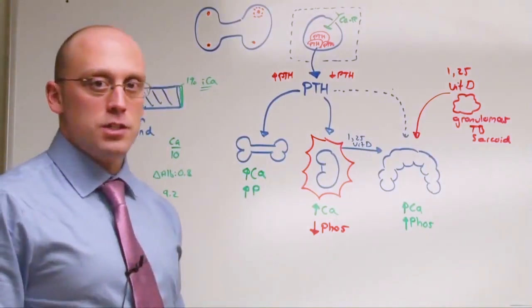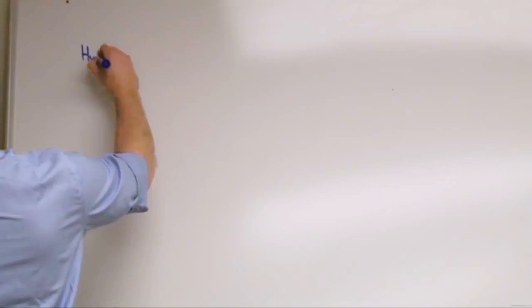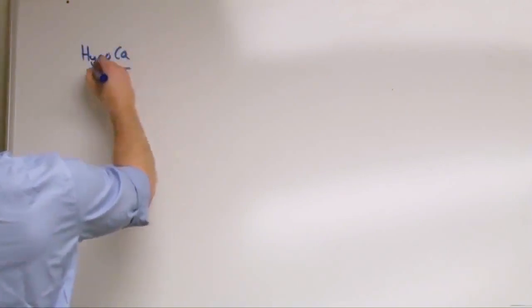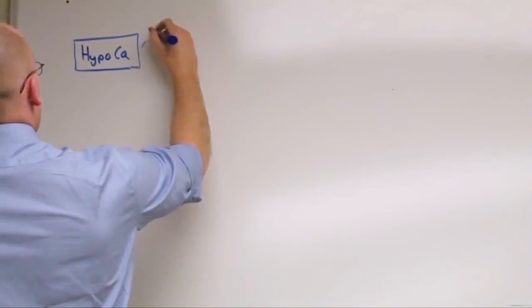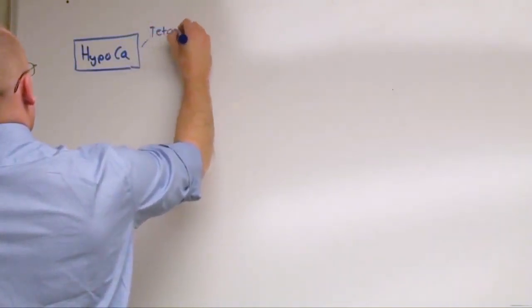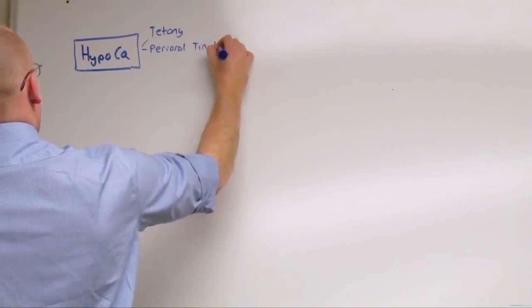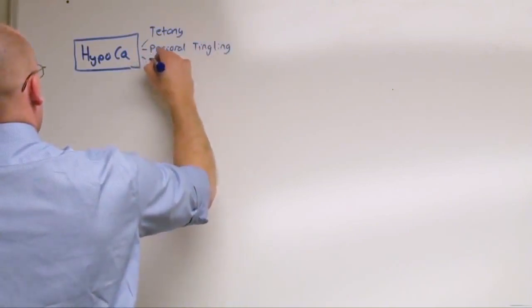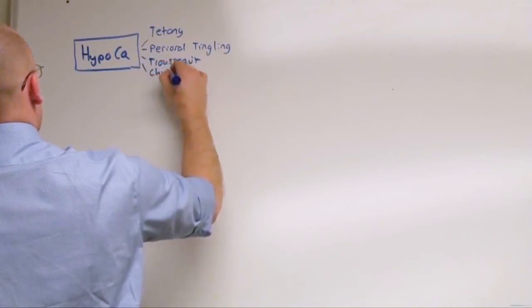Before we go into etiologies, let's talk about how you manage someone with calcium disturbances. Let's talk about hypocalcemia first because it's easier. Someone who has a low calcium is going to present with tetany, perioral tingling, Trousseau sign, and Chvostek sign.